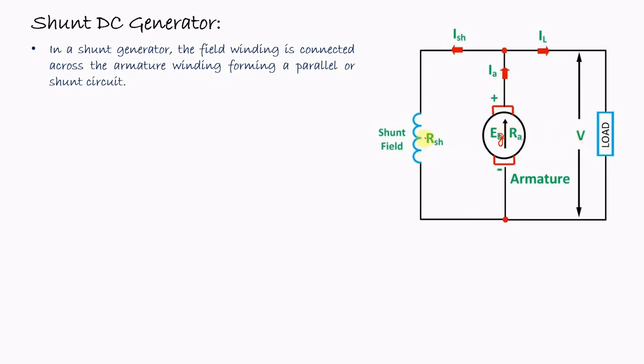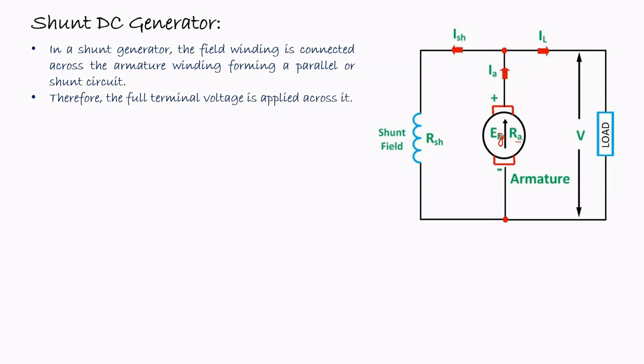The resistance of the field winding is represented here as Rsh, that is the shunt field winding resistance, where Ra is the resistance of the armature winding. The current which is flowing from the armature, because it is the generator, so first of all, the EMF will be produced in the armature. Then the current will start to flow from the armature winding, and this current will be divided into two parts. One part will flow through the field winding and the other part will flow through the load.